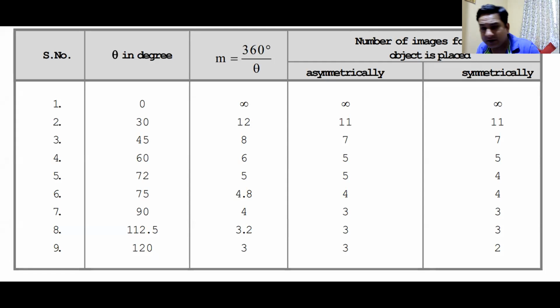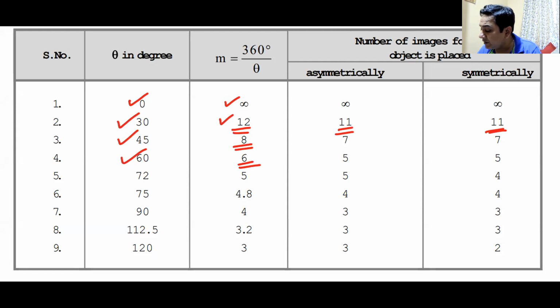And here is an example, the table. The angle theta is 0. Number of images are infinite. If it is 30, 360 divided by 30 is 12. It is an even number. So the number of images will remain 11. If it is 45, it is again even. If it is 60, it is again even. If it is 72, it is again not even but odd.